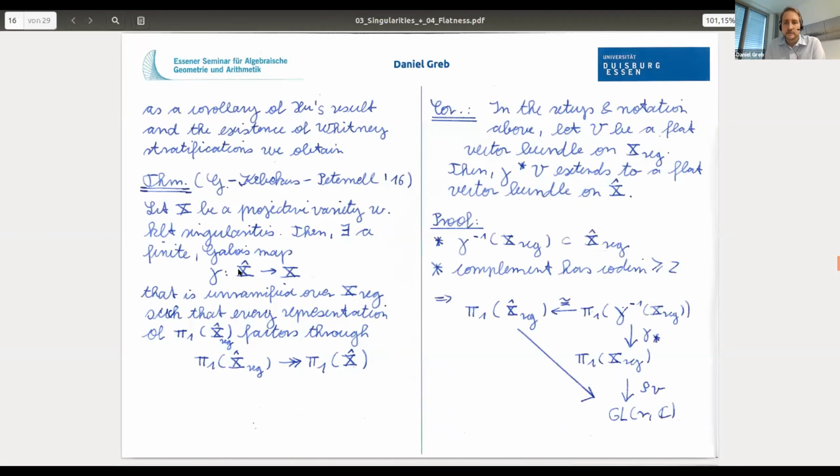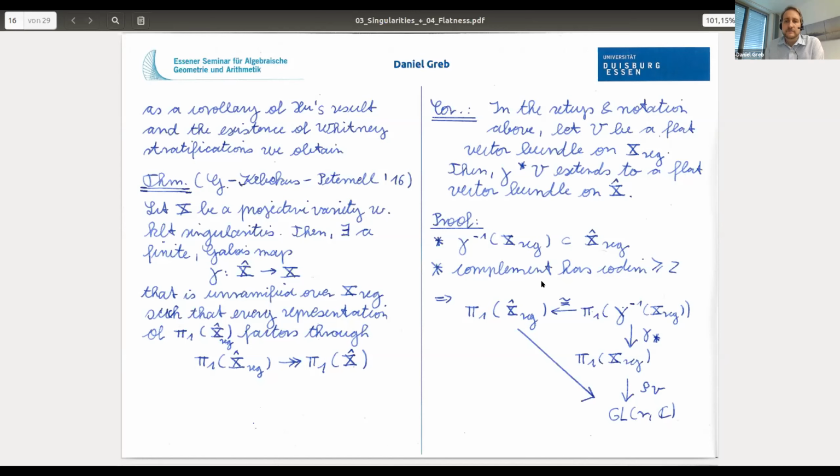And how do you do that? Well, as I said, because this map gamma is étale, unramified over the regular locus, you know that the pre-image of X reg is contained in the regular locus of the variety upstairs. The complement here has codimension bigger than or equal to 2. And so the fundamental groups of this pre-image and the fundamental group of this regular locus of X hat are the same, because they're both smooth and one is an open subset in the other with complement of codimension bigger than or equal to 2.